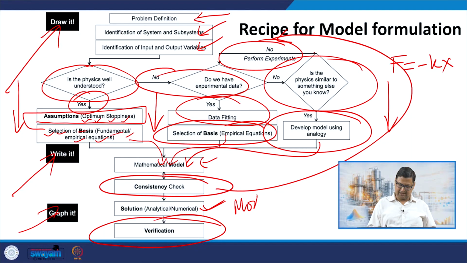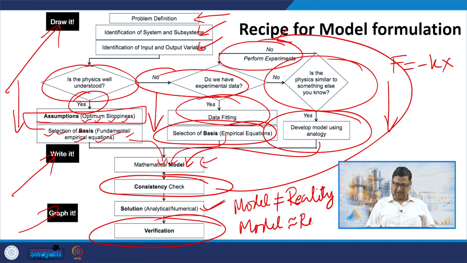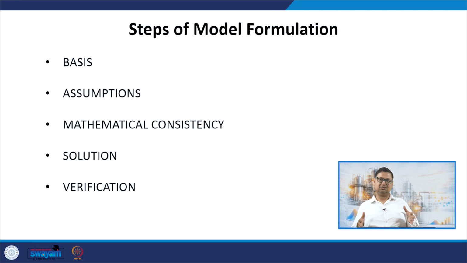The reason being, I again repeat what I said in the earlier classes, that the model is never equal to the reality, and therefore we need to ensure that the model is closer to the reality, right? And how do we establish that? Only by verification with experimental data, which is the ultimate truth in the problem. So I finally come to the steps of the model formulation, and I will build on that in the coming lectures.